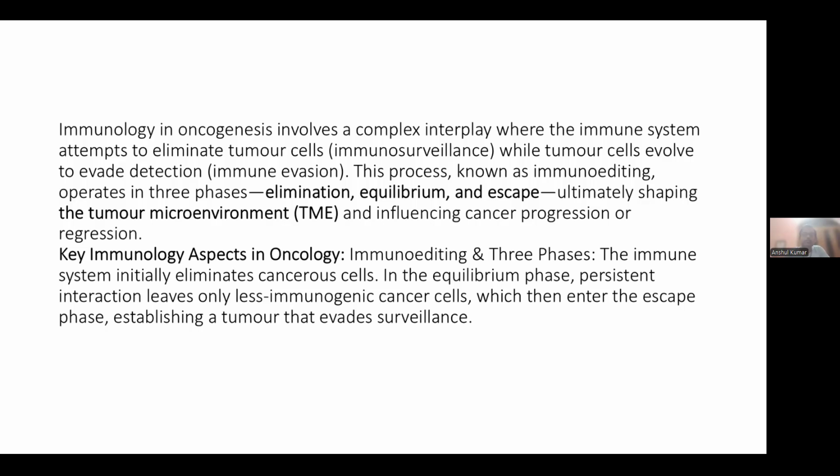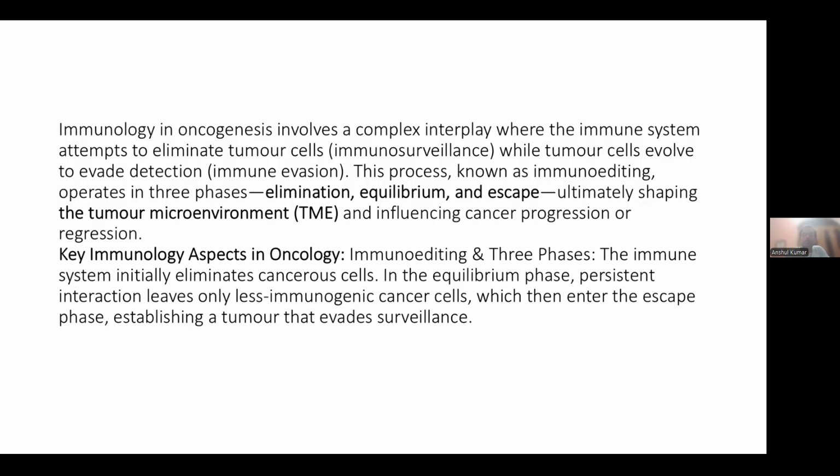When the elimination takes place, the term used is immunosurveillance. While tumor cells try to evolve to evade detection, that is immune evasion, and the entire process is known as immunoediting, which operates in three phases: elimination, equilibrium, and escape. Three E's, we can say.